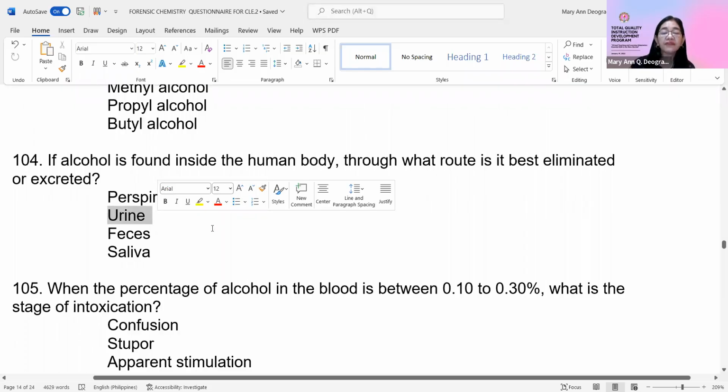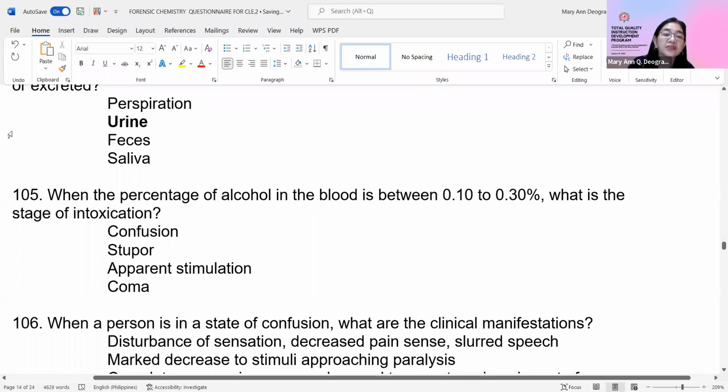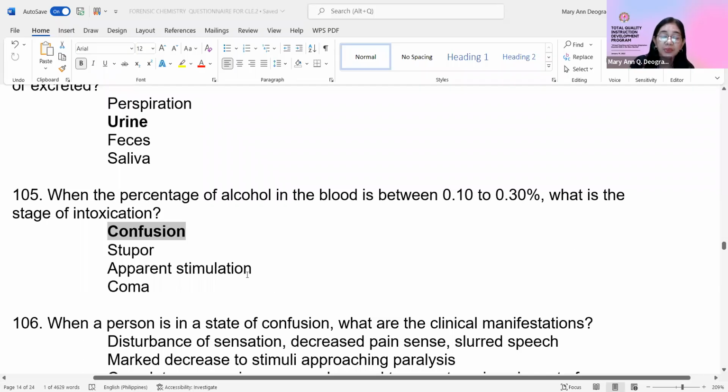Alright. When the percentage of alcohol in the blood is between 0.10 to 0.30%, what is the stage of intoxication? Is it confusion, stupor, apparent stimulation, or coma? Dito tayo sa confusion. Okay, so that's confusion. Yun yung hindi na alam kung anong ginagawa. Nagiging madaldal, ganyan. Apparent stimulation is 0.05 to 0.10%. Ang stupor natin, 0.20 to 0.30%. Coma is 0.30 and more, ang comatose.